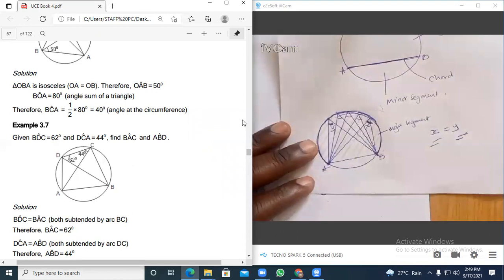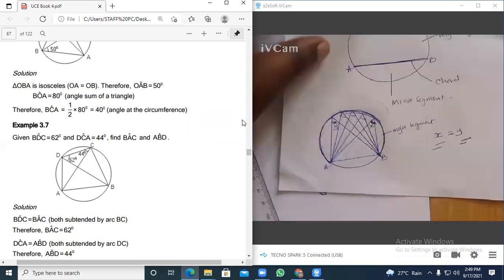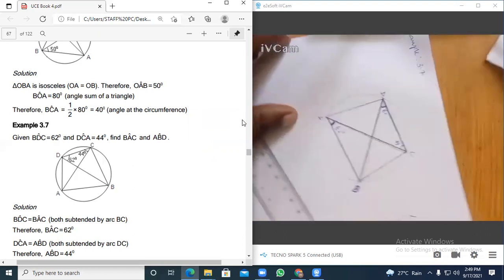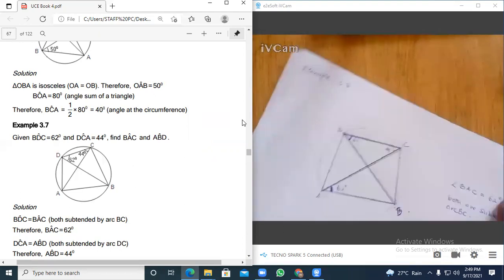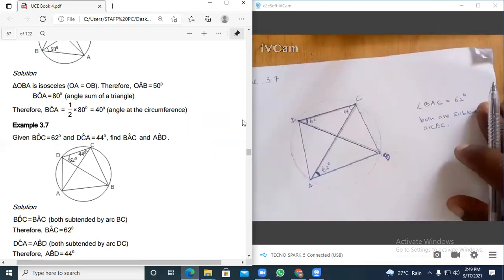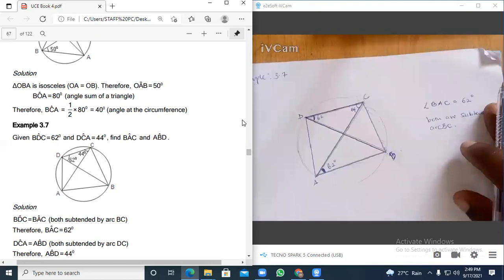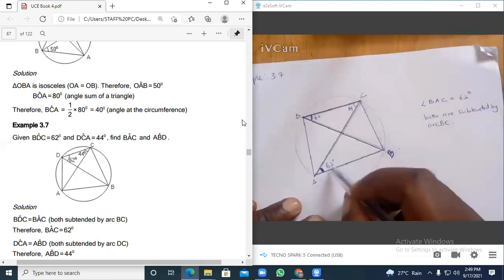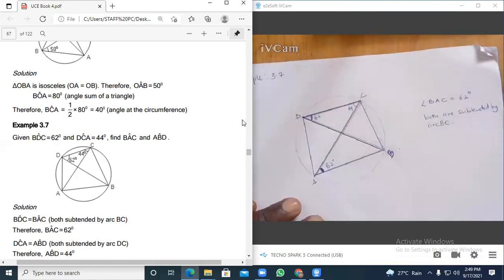Good. That's nice. So let us proceed to the next question. So this angle here is 62. Now, how about the angle they asked in our question?